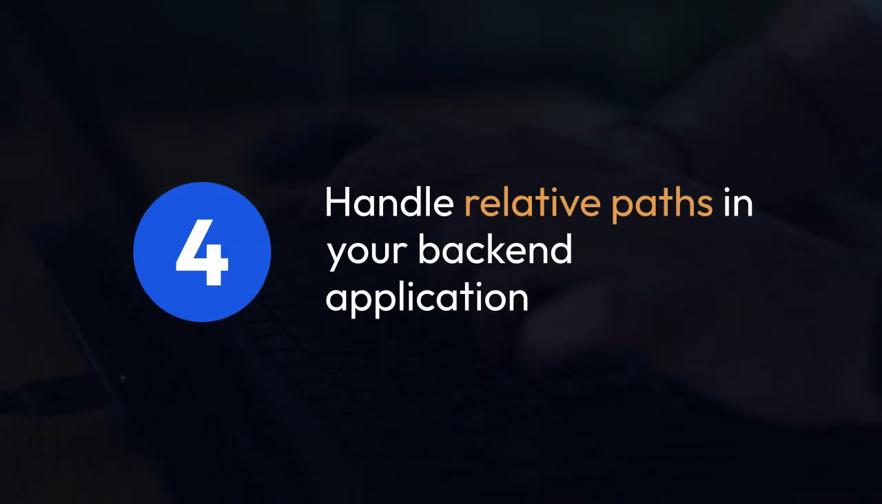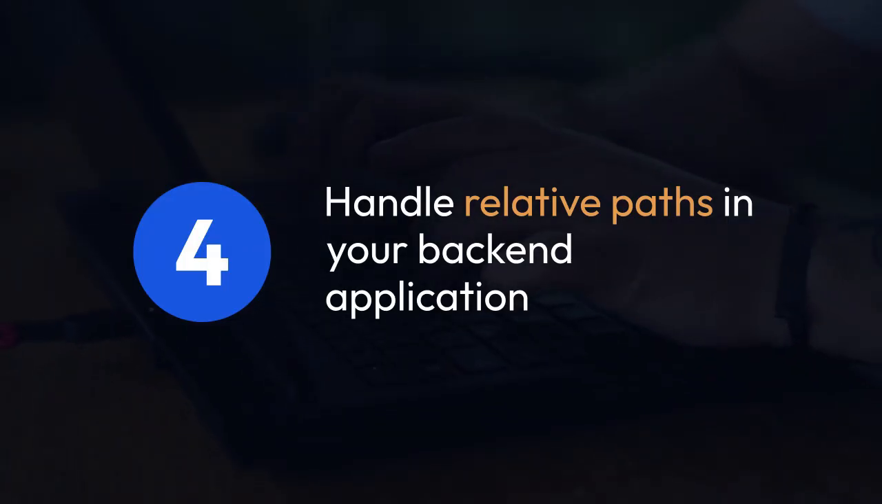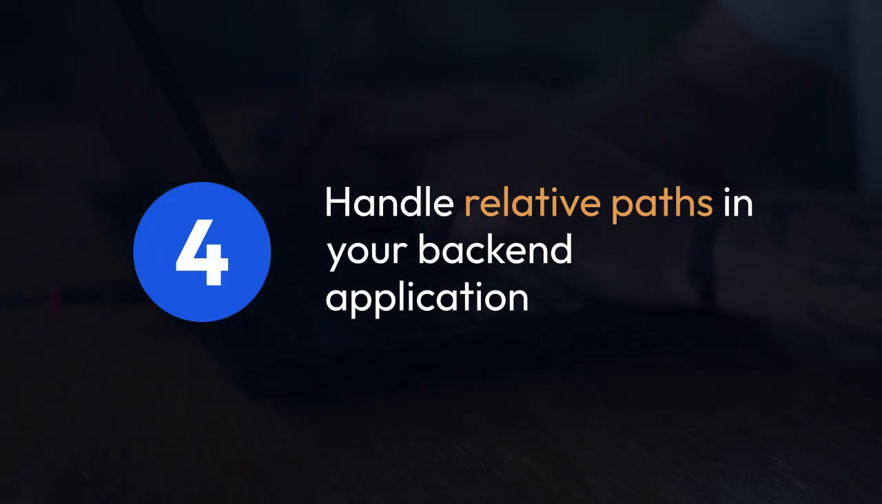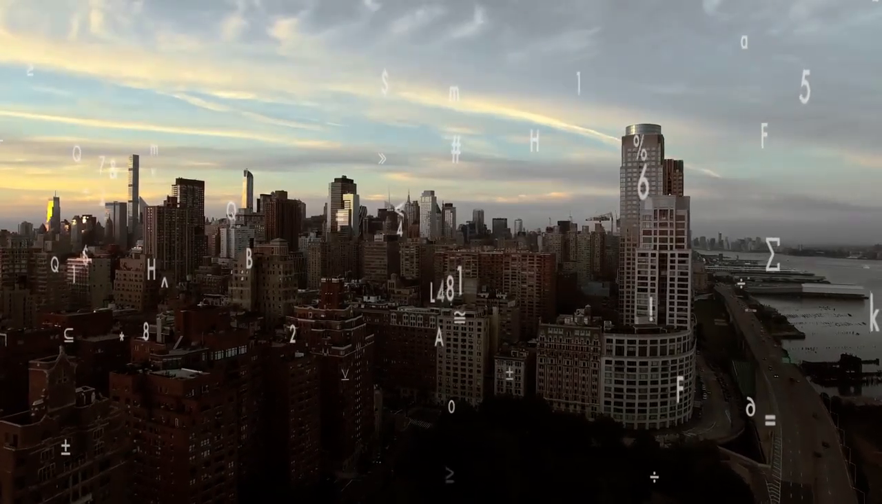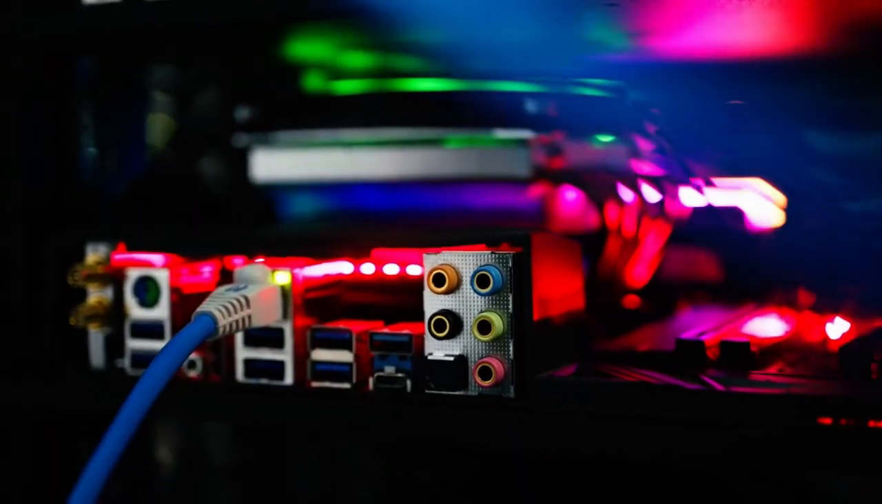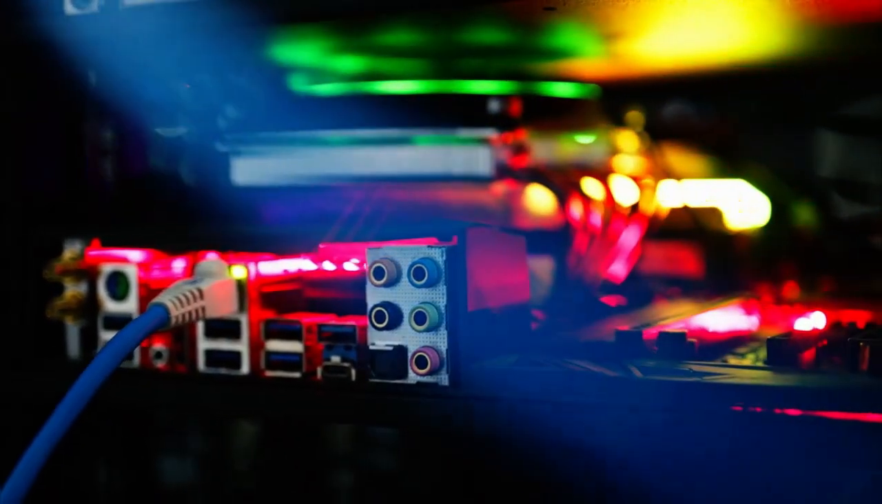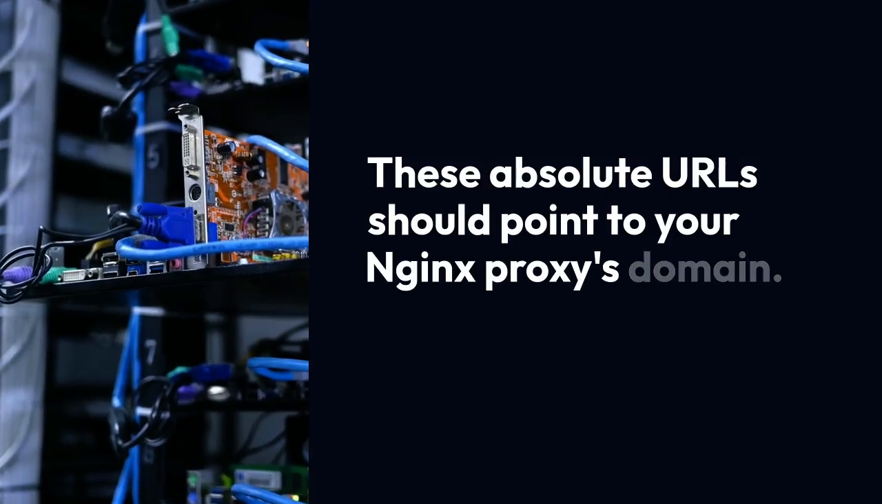3. Handle relative paths in your backend application. This is often the best long-term solution. Many web frameworks have a base URL or public path setting. Configure your backend application to generate absolute URLs for its assets. These absolute URLs should point to your Nginx proxy's domain.